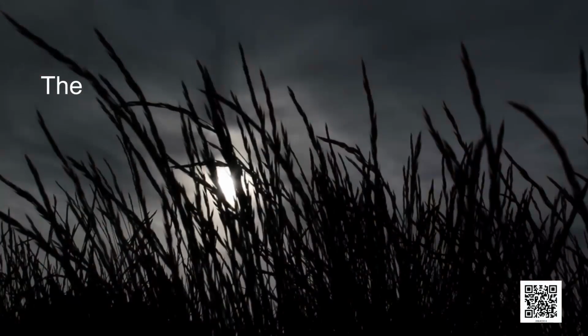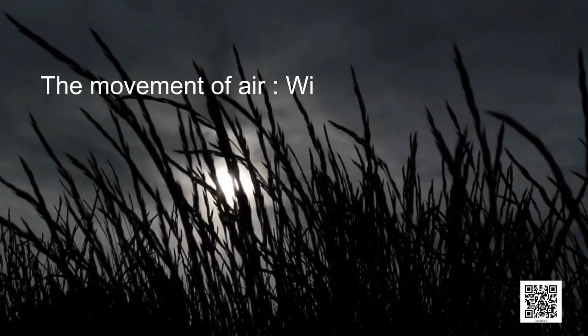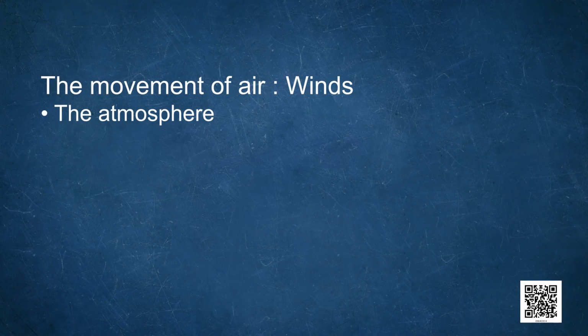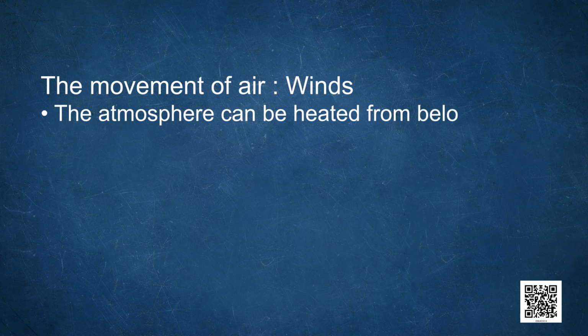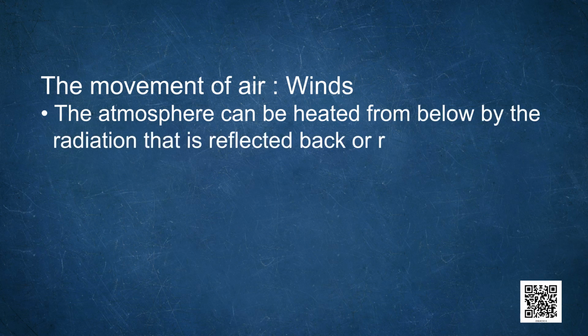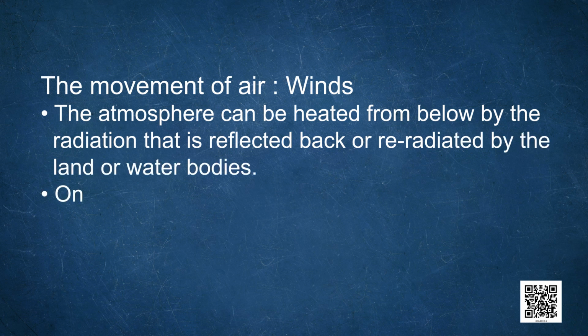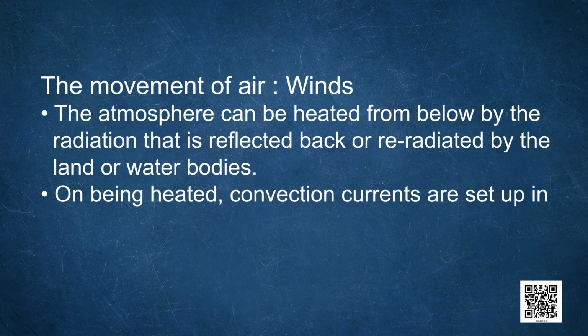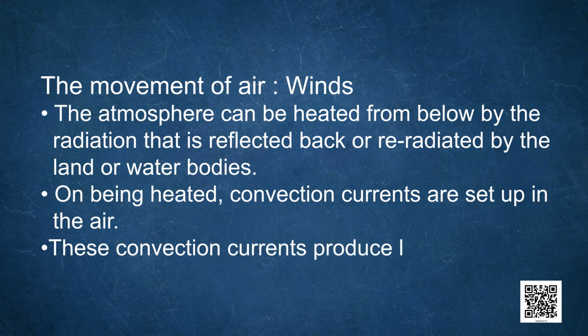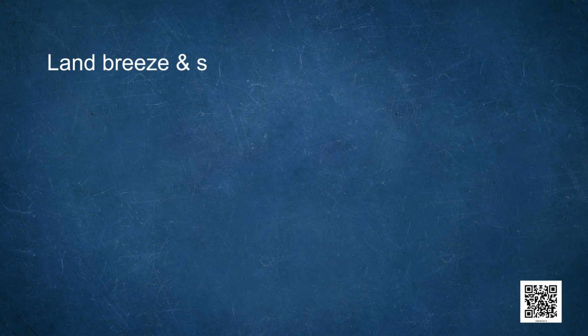The movement of air, winds. The atmosphere can be heated from below by the radiation that is reflected back or re-radiated by the land or water bodies. On being heated, convection currents are set up in the air. These convection currents produce land breeze and sea breeze.